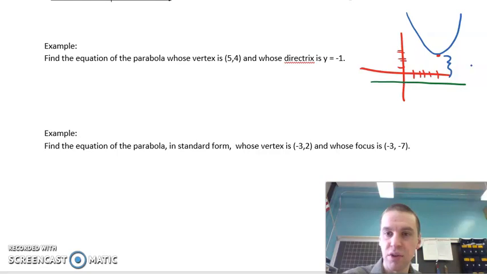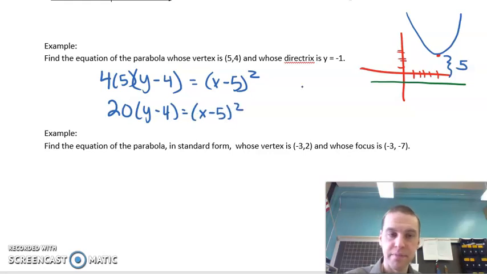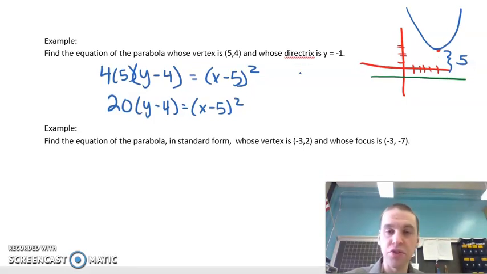Well, if my directrix is -1 and this y value is 4, I'm 5 away. And I don't even need to find the focus, because the equation I know is 4 times 5 times y minus the y value, 4, equals x minus 5, that's the x value, squared. I'll get 20. And we're done. That is it. It is that simple and quick. If you don't draw the picture, though, it will not be that way.